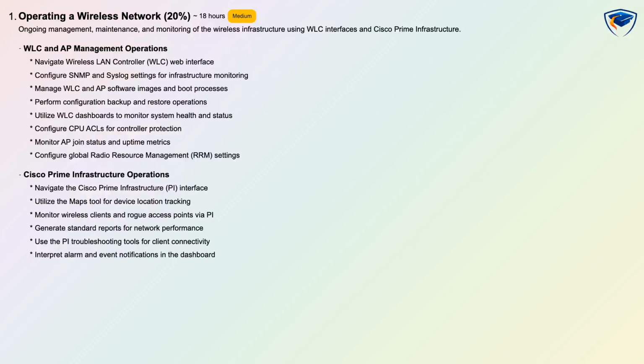The first domain, operating a wireless network, constitutes 20% of the total exam and focuses on the ongoing management, maintenance, and monitoring of the wireless infrastructure. This domain deals with WLC interfaces and Cisco Prime infrastructure, emphasizing hands-on and conceptual knowledge. You'll learn how to navigate WLC web interfaces, configure SNMP and syslog settings, manage WLC and AP software images, and perform configuration backup and restore operations.